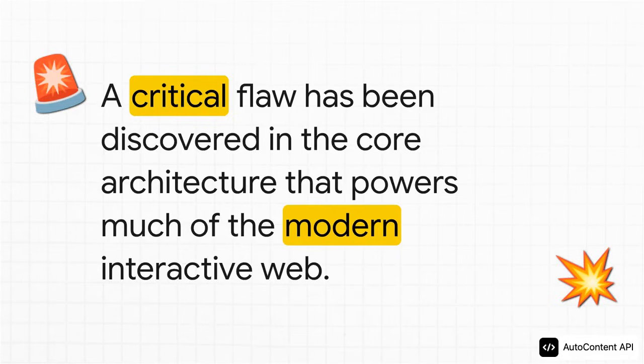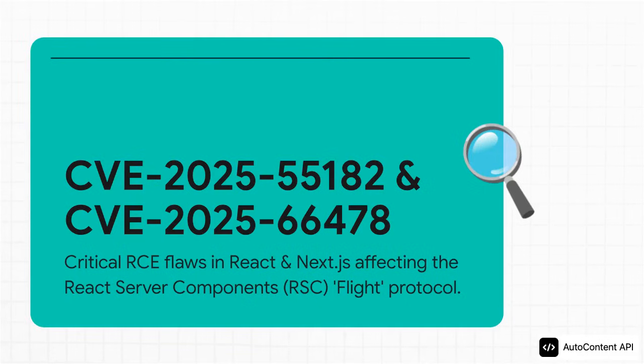No. Researchers have found a fundamental flaw, like a crack in the foundation of the very architecture that powers a massive chunk of today's web. This goes right to the core of how things work. Okay, so here are the official names you're going to start seeing everywhere. CVE-2025-55182 for React and CVE-2025-66478 for Next.js. The common thread? That word critical. Both of these vulnerabilities are rooted in the exact same tech, the React Server Components Protocol, or what you probably know as RSC.